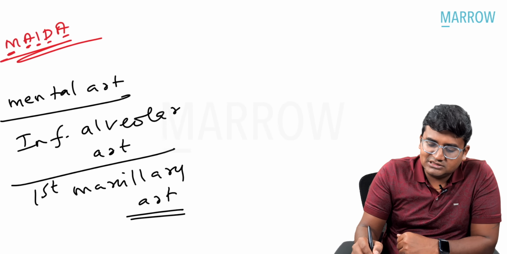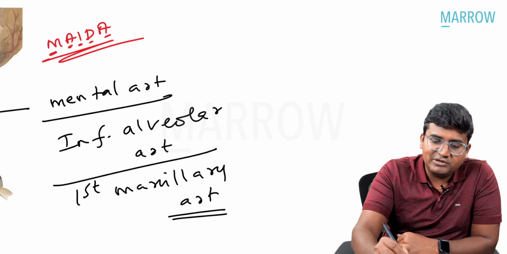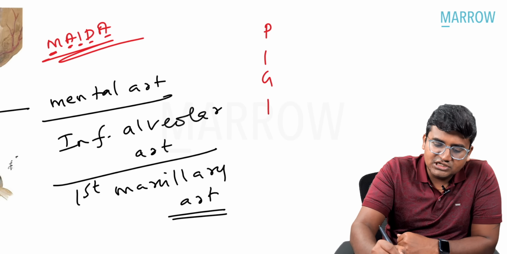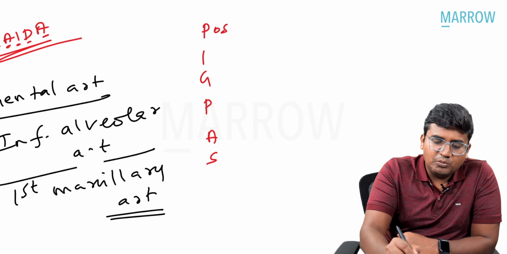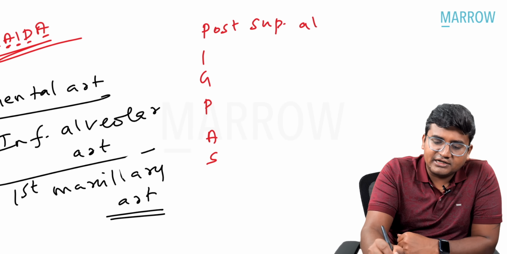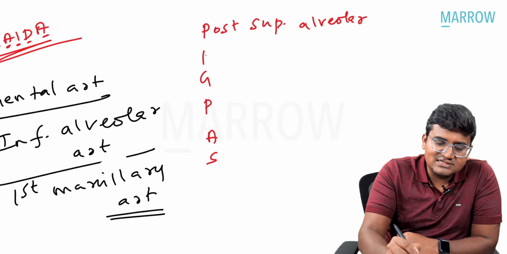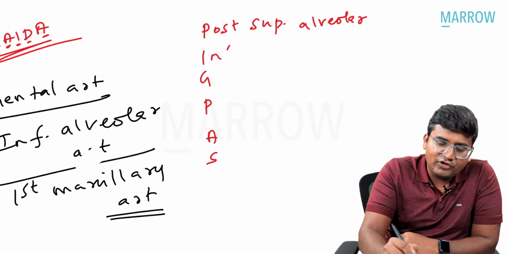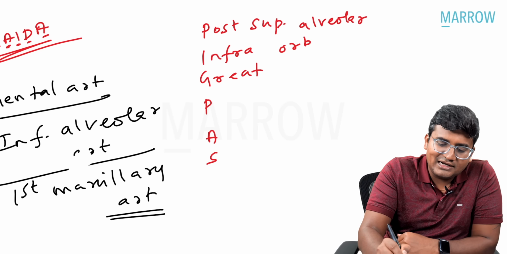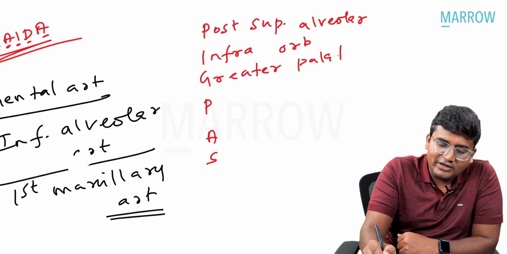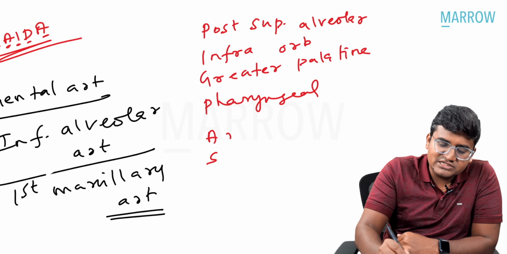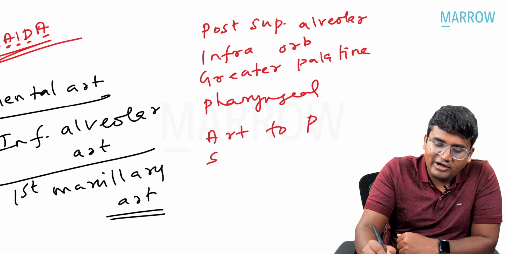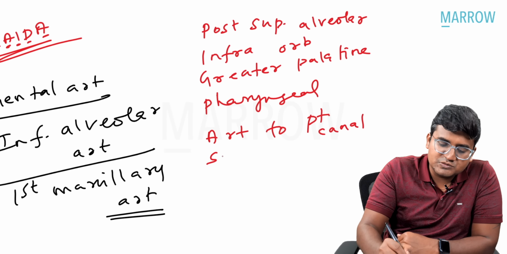Now what are the branches from the third part of maxillary artery? The third part of maxillary artery gives 6 branches. Mnemonic, PIG PAS, a very old mnemonic. What is P? Posterior superior alveolar artery. What is I? Infraorbital artery. What is G? Greater palatine artery. And what is P? Our pharyngeal artery. And what is A? Artery to pterygoid canal. And S, sphenopalatine artery.